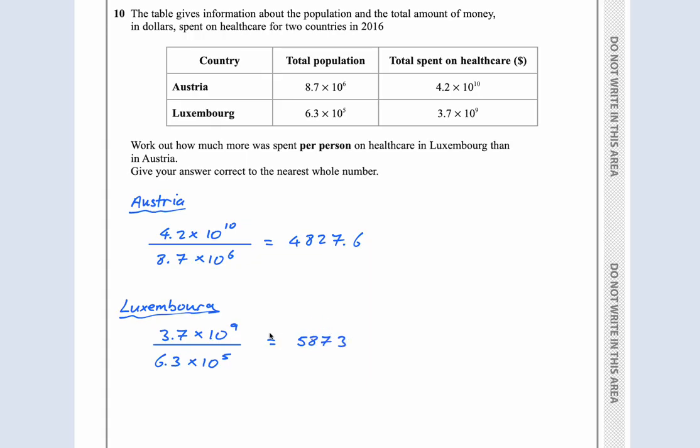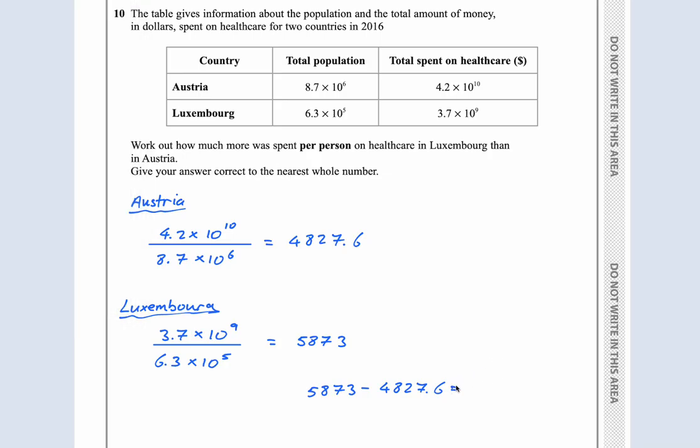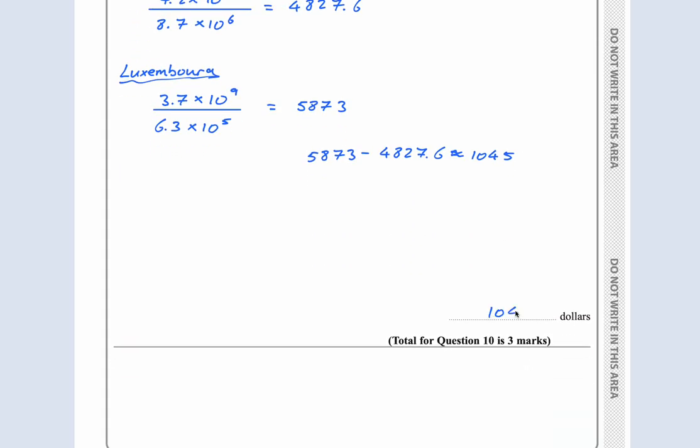So they spend more per person than them. How much more? Well, let's subtract and find out. 5873 minus 4827.6 equals 1045. He wants it to the nearest whole number, so approximately $1045. Yeah, there it is, 1045.